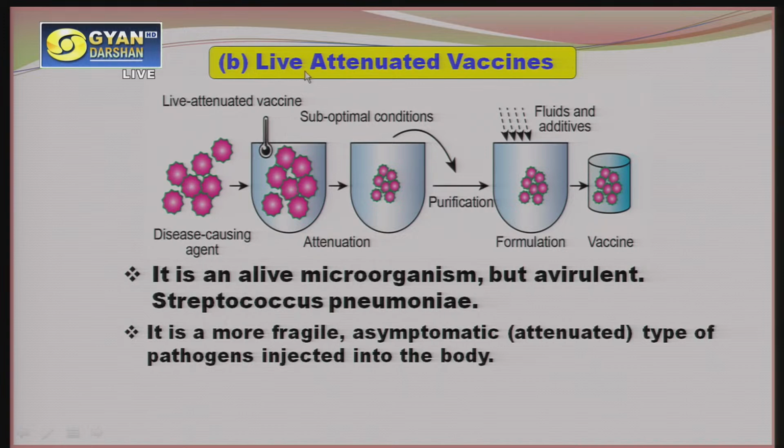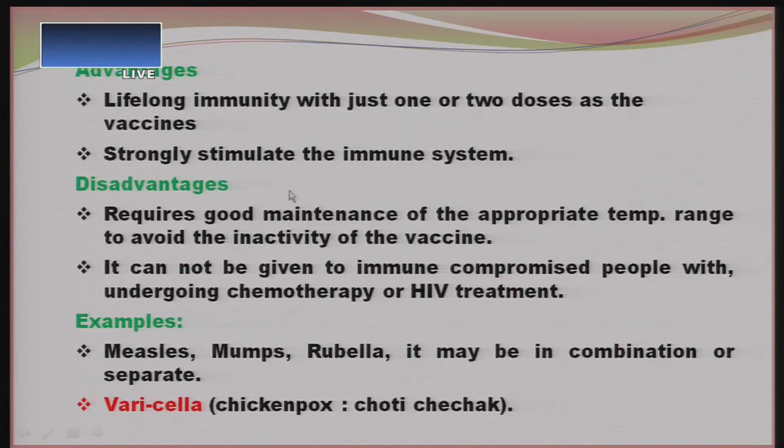Here we can utilize the attenuated techniques. Various attenuated techniques are there. Basically, we can weaken the pathogens. It is an alive microorganism but avirulent. Streptococcus pneumoniae is the best example. It is more fragile and asymptomatic, a type of pathogen injected inside the body.